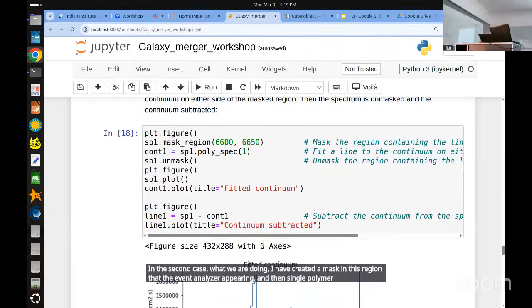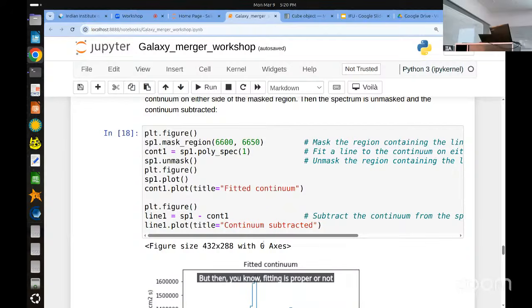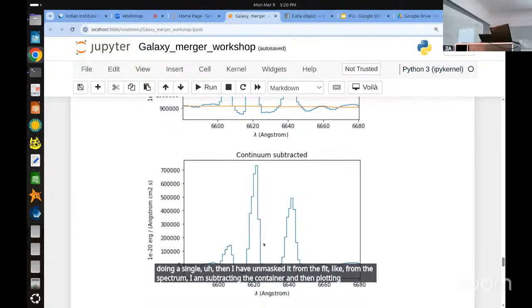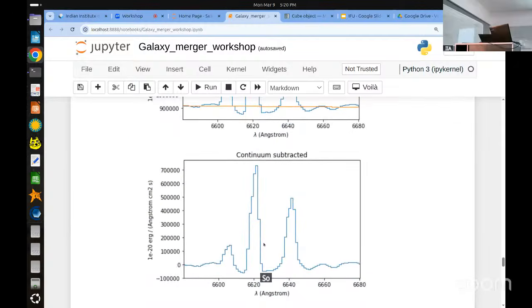You can anyway check multiple approaches and apply a chi-square minimization kind of technique to see whether your fitting is proper or not. And just for simplicity, I'm just doing a single polynomial fit. Then I have unmasked it, and from the spectrum I am subtracting the continuum and then plotting the line fit. So this is my continuum subtracted lines.